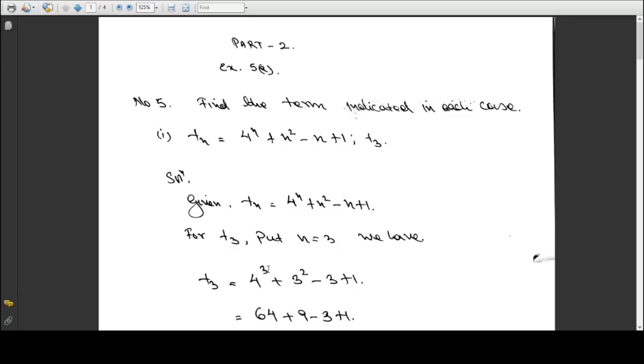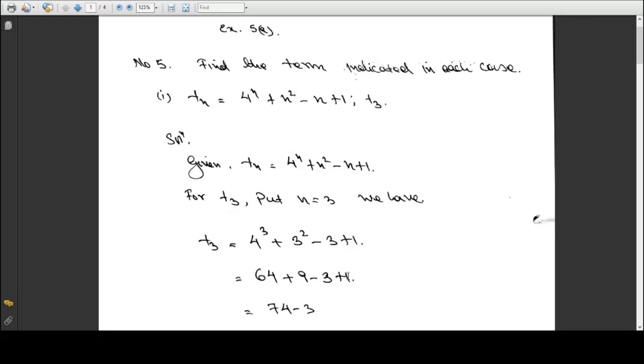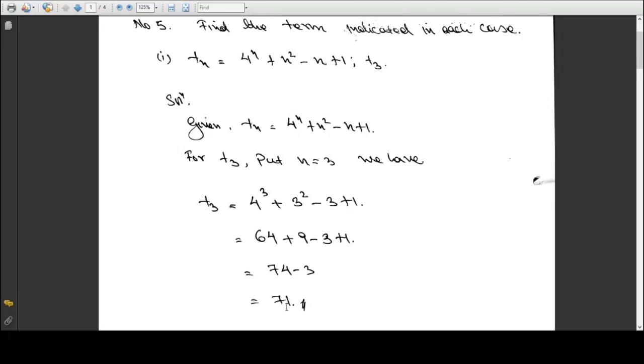Okay, 4 power 3 is how much? 4 power 3 means you multiply 4 three times. 4 times 4 is 16, 16 multiply 4 is 64. 3 square is 9, minus 3 plus 1. Adding 64 plus 9, 73. 73 plus 1 is 74. Minus 3, you will get 71. Therefore T3, the term 3, is 71.